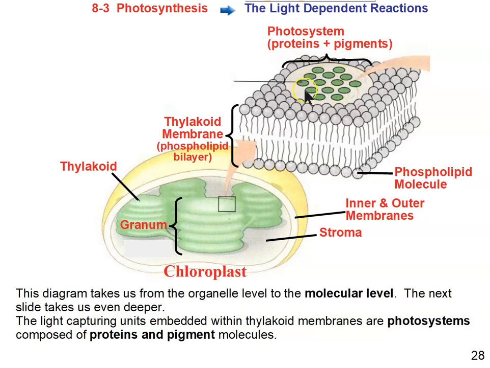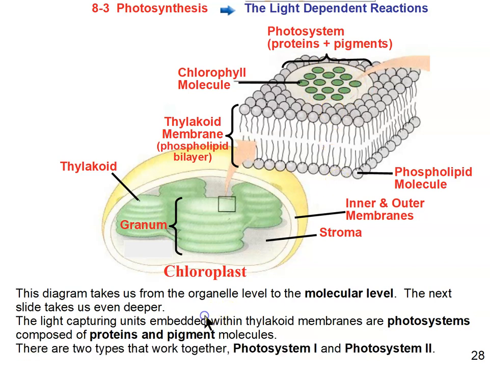So each one of these green discs here in the diagram is representing a chlorophyll molecule, but it could be other pigments also. There can be other accessory pigments within the photosystem along with chlorophyll to absorb different wavelengths of light. So a photosystem is a light capturing unit that's embedded in the phospholipid bilayer of the thylakoid membrane that contains the pigments to absorb the light energy for the light-dependent reactions of photosynthesis.